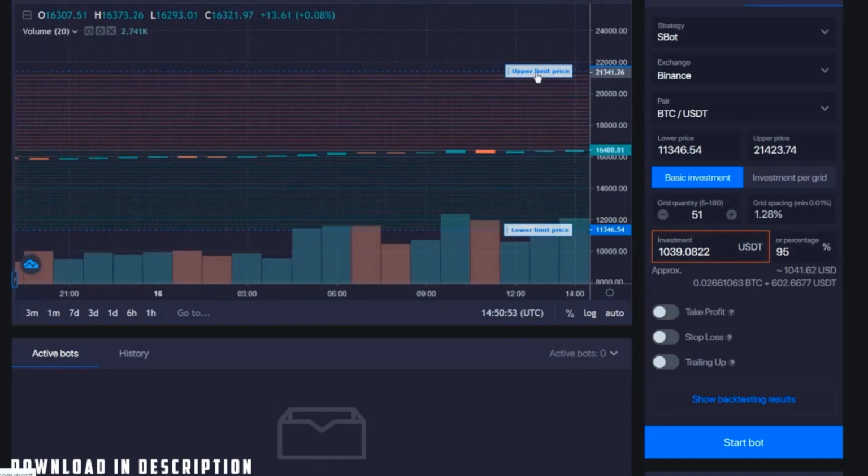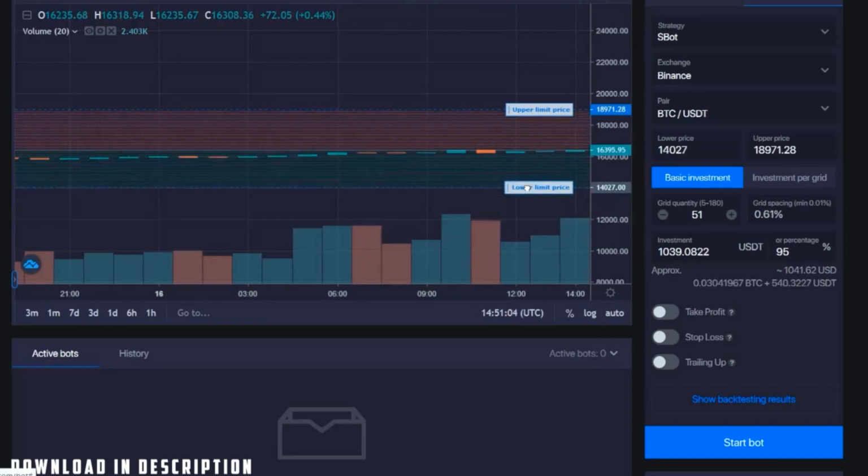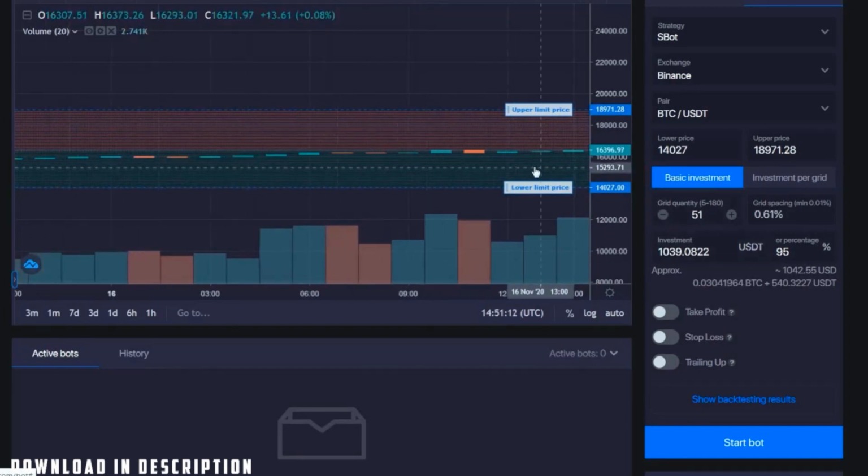I could do other things, so I could change the grid areas, so I could lower that down. Do I think Bitcoin's going to rally above $18,000 or $19,000 anytime soon? No. And I could say I don't think it's going to go any further down than 14. So now the grid spacing is changed, and it will be making buys and sells within a 0.61% area. Now there's also other things I could do. If I thought that this was going to go parabolic, I wouldn't want the grid to end here.